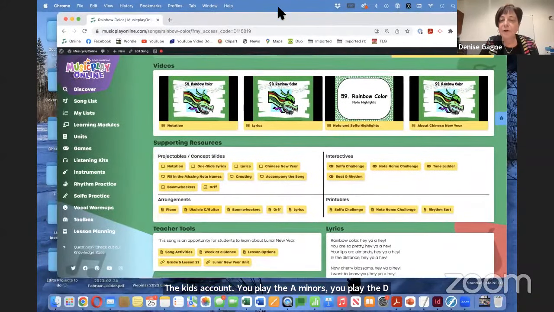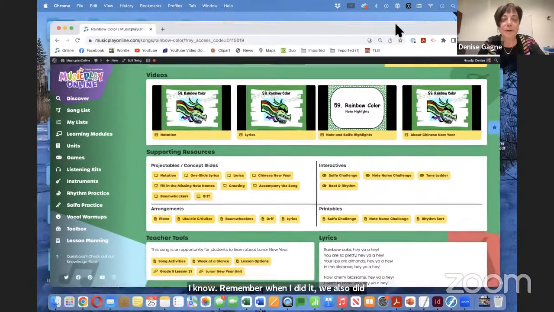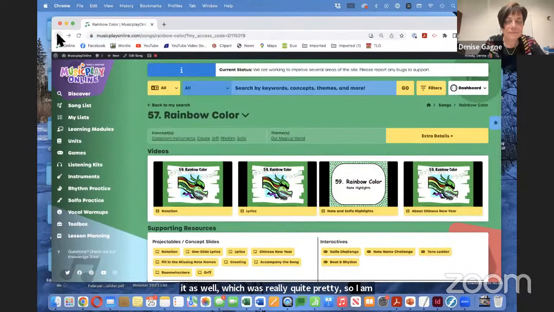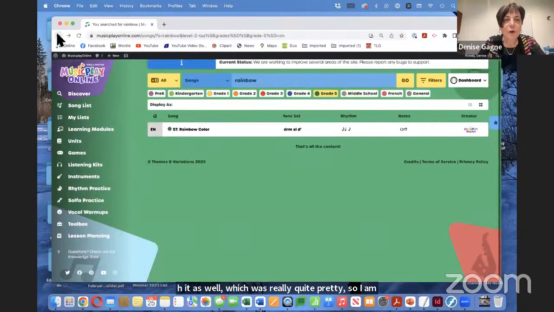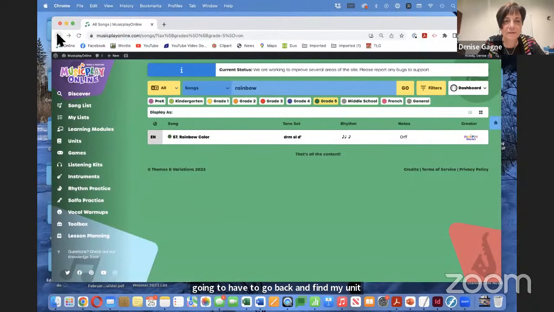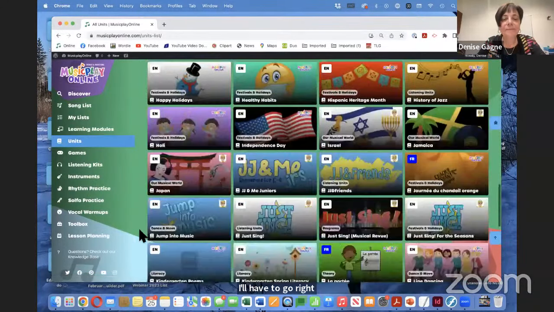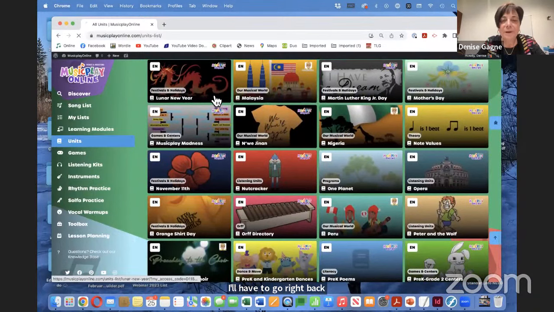So Rainbow Color, beautiful song. I remember when I did it, we also did ribbons with it as well, which was really quite pretty. So I am going to have to go back and find my unit. I'm not finding my unit. It's way back there. I'll have to go right back. Okay, there's my unit again.